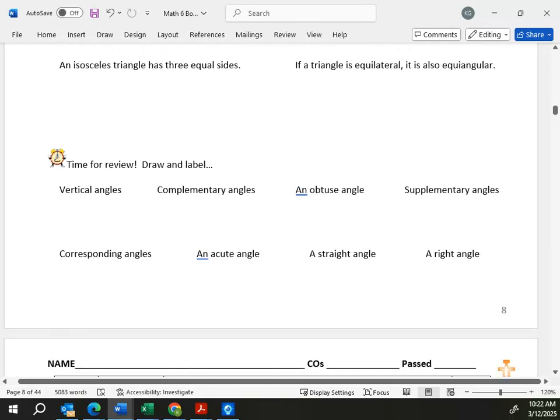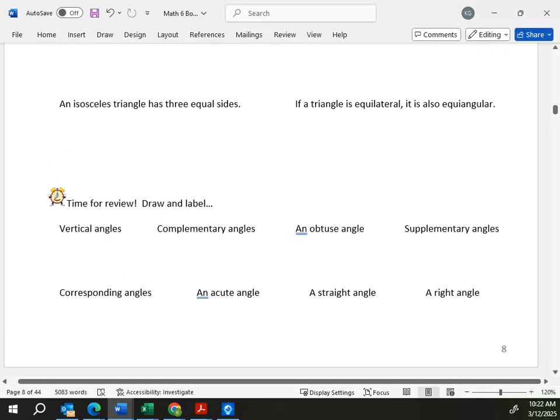And then we have our time for review. If you need to look back at past objectives, you need to draw and label. So you're going to draw the picture of what vertical angles look like, and then you're going to put in those angle measurements to make it accurate. So draw and label. You have to put your labels in with it. Any questions on today's assignment?